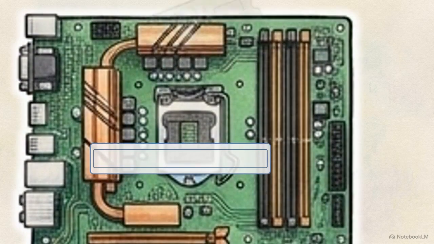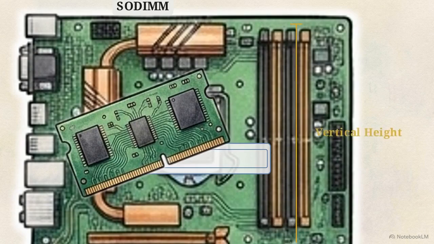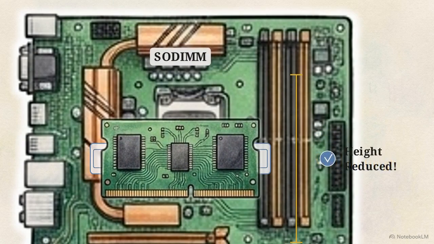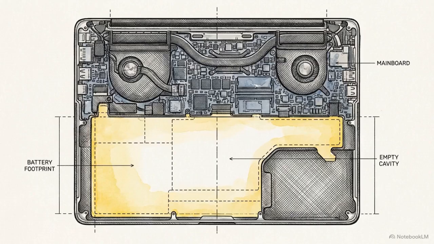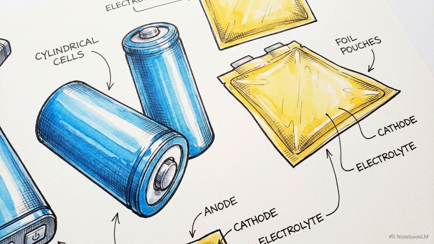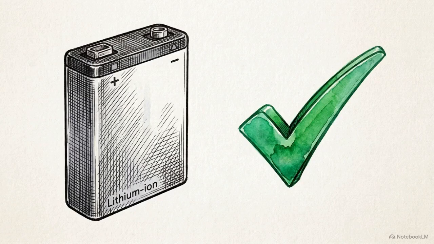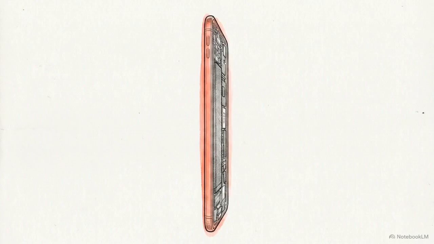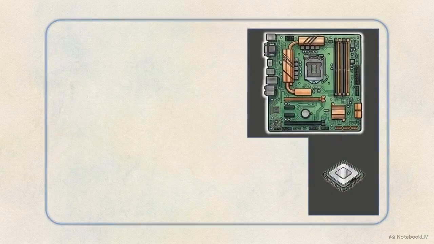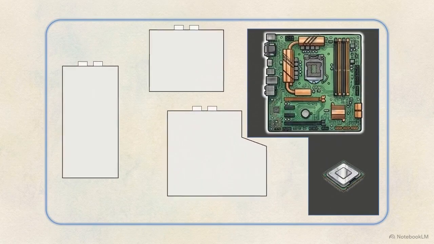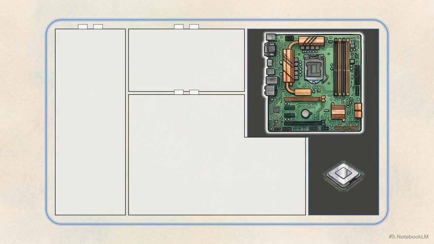System memory must be packaged into small outline dual inline memory modules, or SODIMMs, which lay flat against the motherboard to shave off vertical height. Power delivery faces the same physical limits. With no room for a bulky internal power supply, mobile devices rely entirely on specialized battery chemistry to operate away from an outlet. Standard lithium-ion batteries provide reliable power without the memory effect of older cells. But for ultra-thin laptops and modern tablets, manufacturers use lithium polymer. LiPo batteries can be manufactured in flexible, flattened shapes to fill whatever void is left inside the chassis.